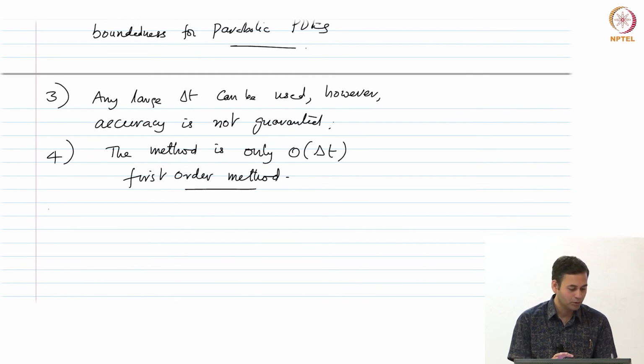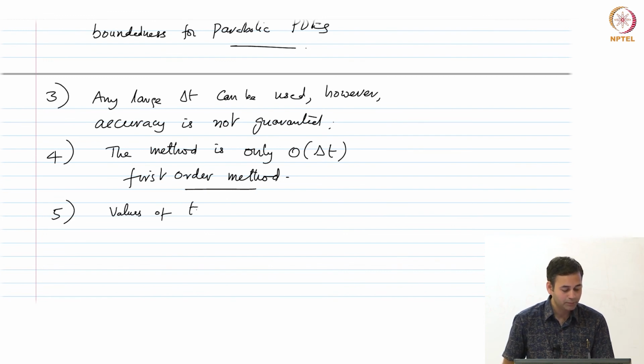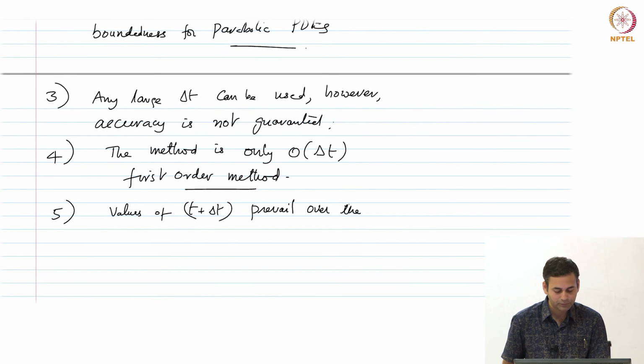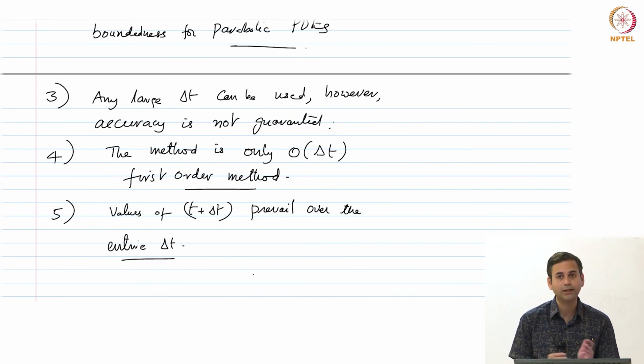So, essentially in the implicit method, the values at t plus delta t prevail over the entire delta t. That is, phi p1 values or phi nb1 values prevail over the entire delta t, that is what we are considering. Fine. So, we will stop here.